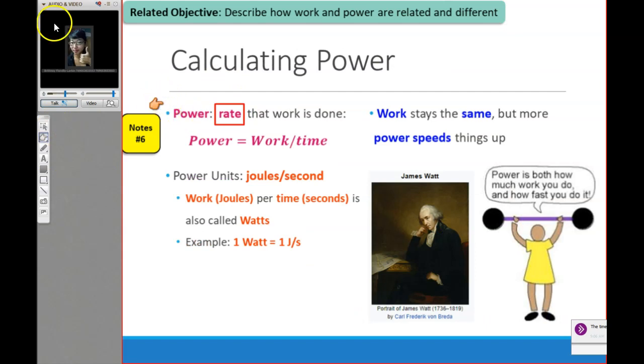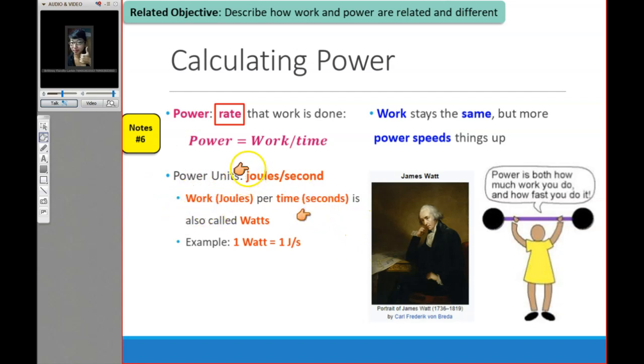So power is going to be the rate that the work is actually done. So it does not matter how much work you do. If you and another person are doing the same amount of work, but someone does it faster, that person has more power, right? So power is the work divided by the time. So we've talked about work units are joules and time units are seconds.